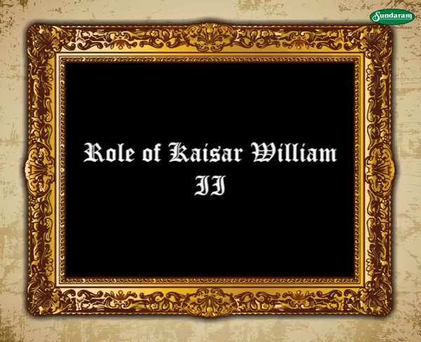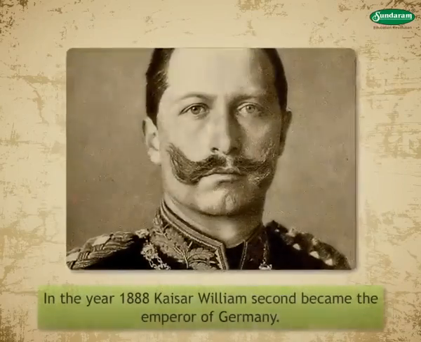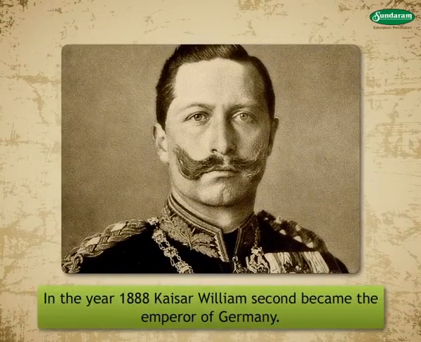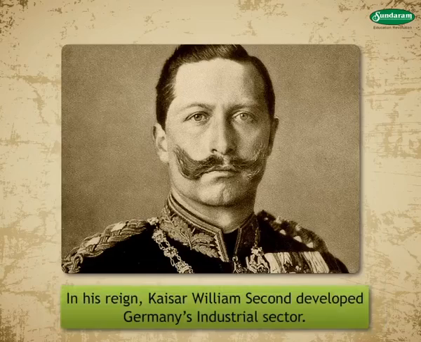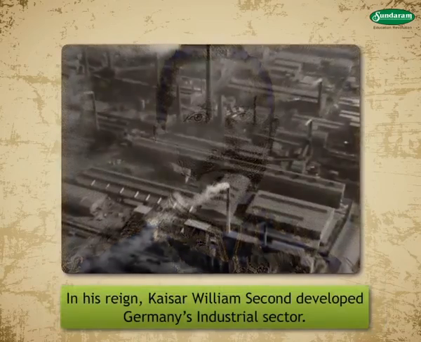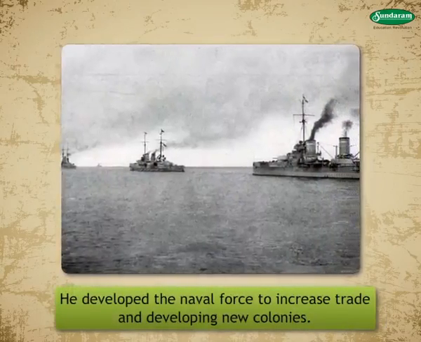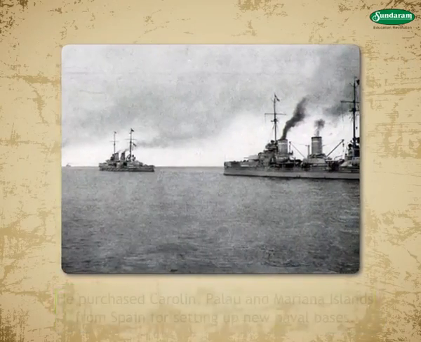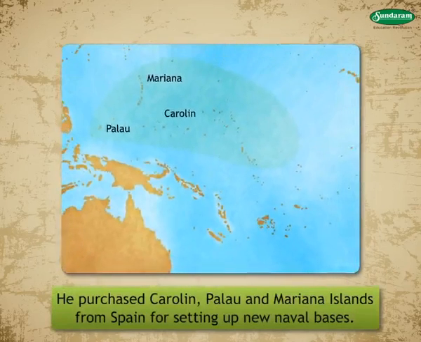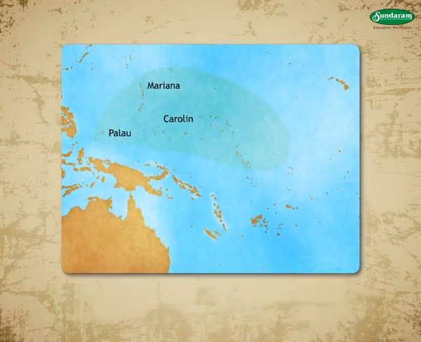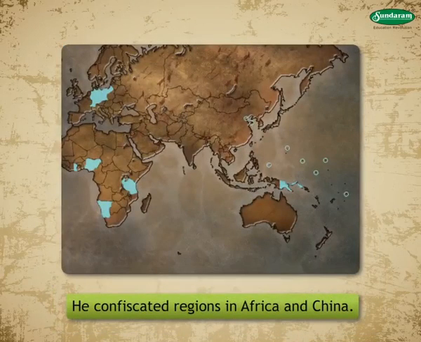The role of Kaiser Wilhelm II. In the year 1888, Kaiser Wilhelm II became the Emperor of Germany. In his reign, Kaiser Wilhelm II developed Germany's industrial sector. He developed the naval force to increase trade and develop new colonies. He purchased the Caroline, Palau and Mariana Islands from Spain for setting up new naval bases, and confiscated regions in Africa and China. The African colonies and the Chinese colonies are shown in this map.